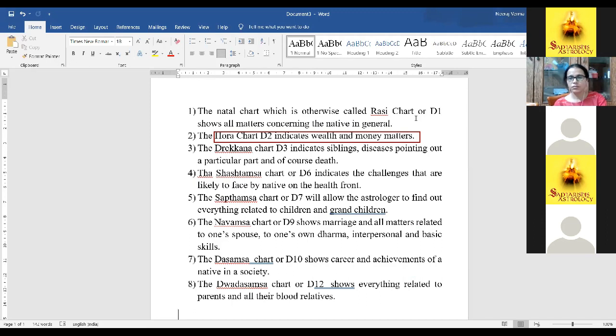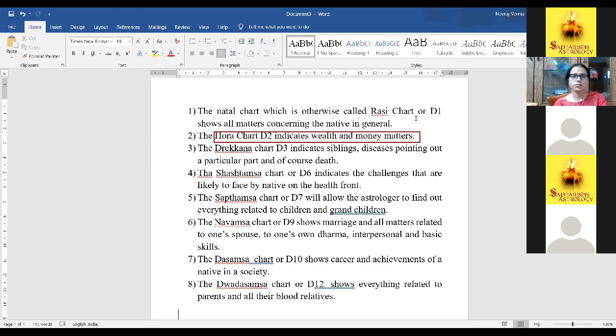So nowadays we all have softwares. So I will not go into the calculation part of every divisional chart. Otherwise, it will take 4 or 5 more classes. We are not much concerned about the calculation part because nowadays we all have softwares. We all have JHora. We all have mobile software. Those softwares are showing these divisional charts. So if you want to see your D2 chart that will show your wealth and money matters, you can go and check your D2 chart.